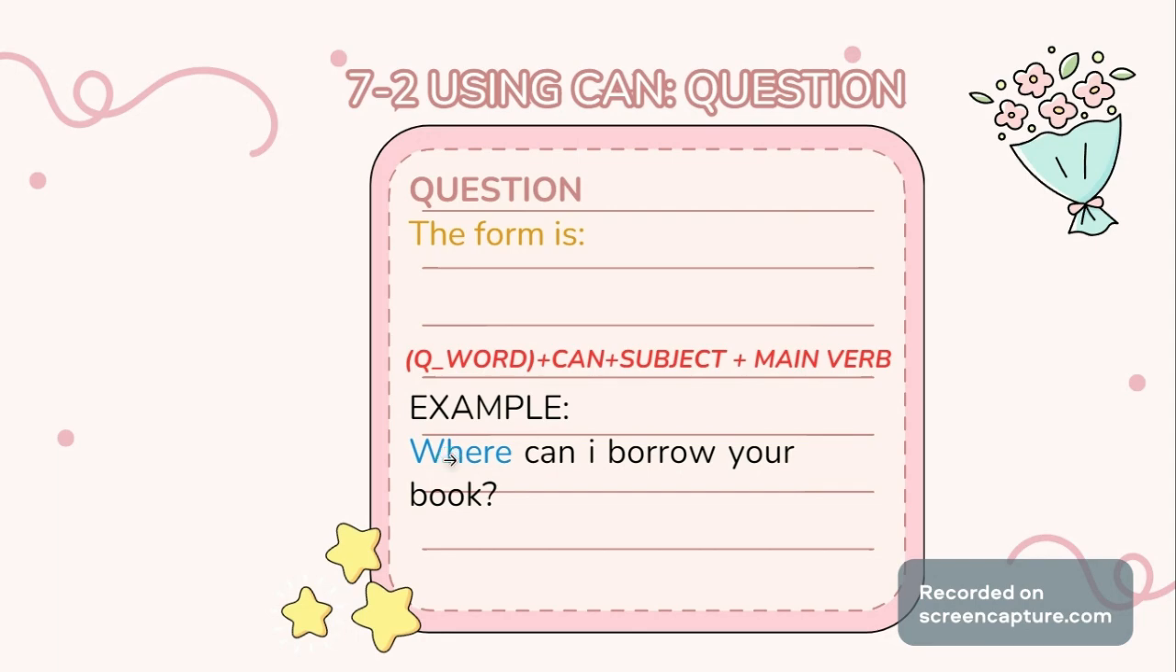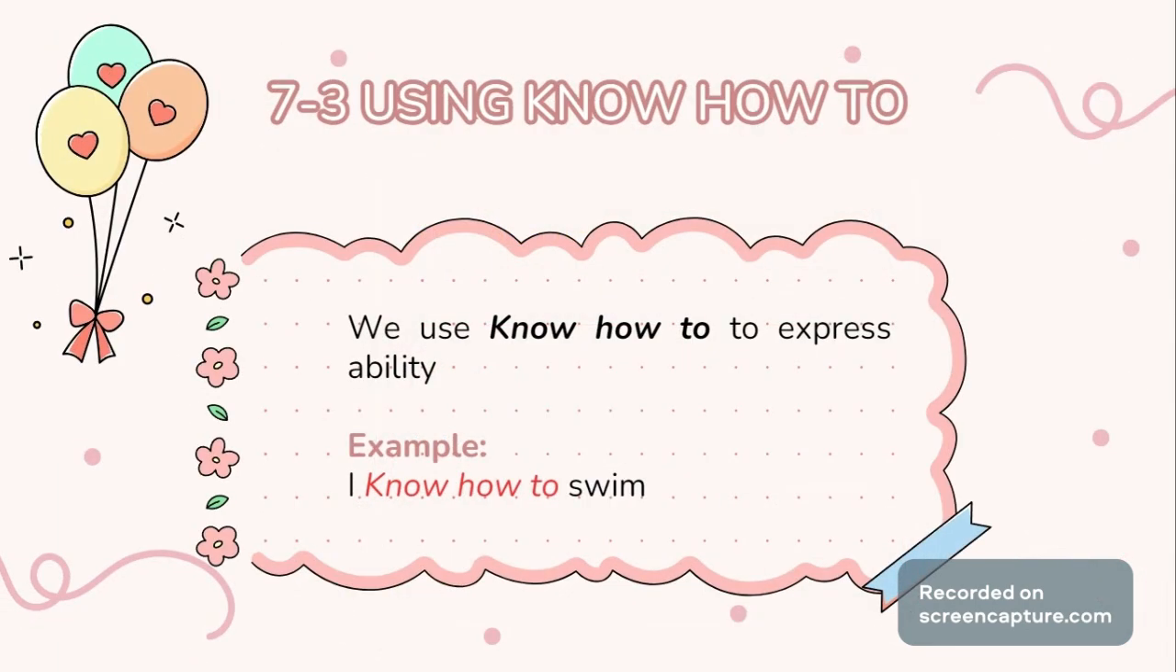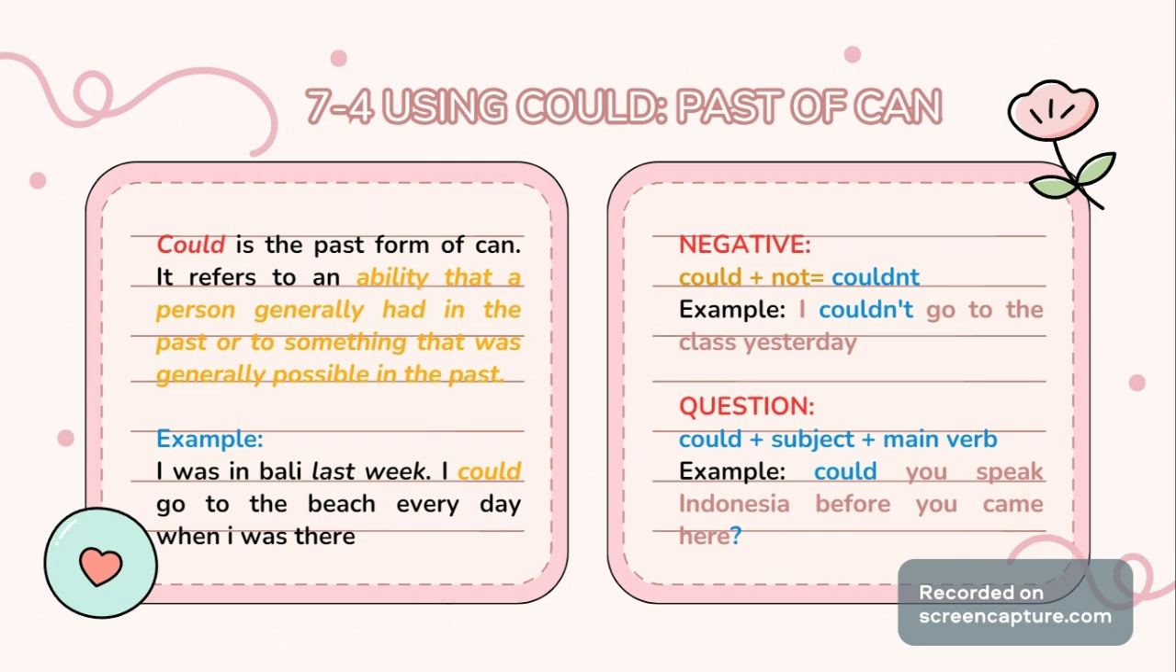Okay? Next, using know how to. We use know how to to express ability. Example: I know how to swim. So, the speaker is expressing ability, that she or he knows how to swim. She is able to swim.